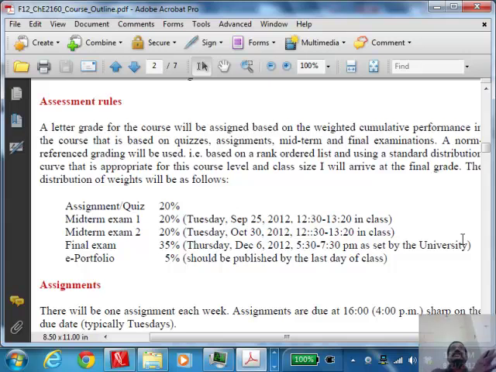So by looking at that, you'll have to construct your own e-portfolio and upload it to the LSU web server. And towards the end of the course, I will take a look at every one of the e-portfolios that you have submitted, assess it, and then give you marks out of it, and that will constitute 5%. Any questions?